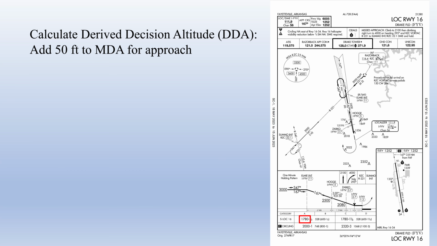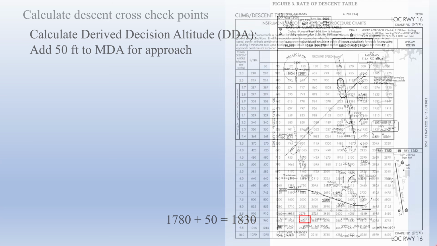So for this approach, we're looking at the localizer runway 16 into Drake Field in Fayetteville, Arkansas. The minimums for Cat A and B aircraft, the MDA is going to be 1,780 feet, and so we just add 50 to that, and we come up with a DDA of 1830. And we're going to treat this, again, like a decision altitude. This is the minimum we're going to bug on our minimum bug if we have that available to us in the aircraft we're using. So we're not going to bug 1780, we'll bug 1830. So that will be the minimums we use for this approach.